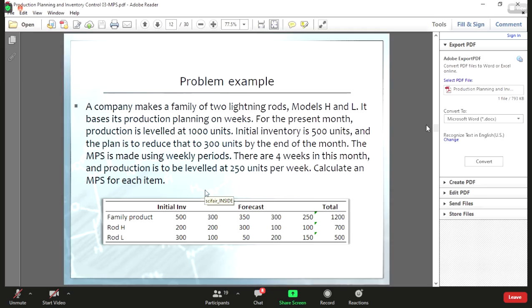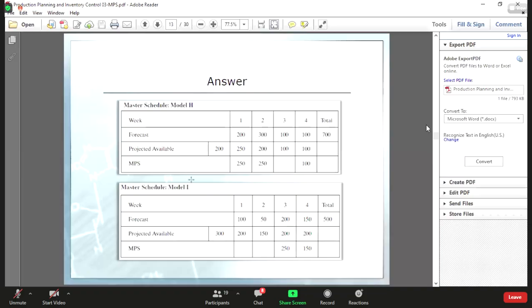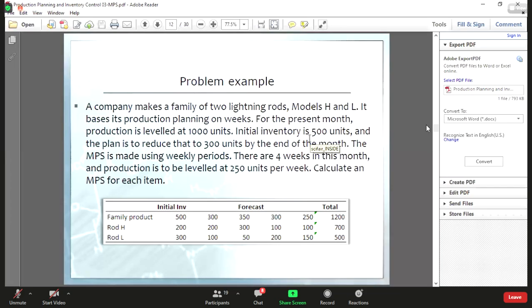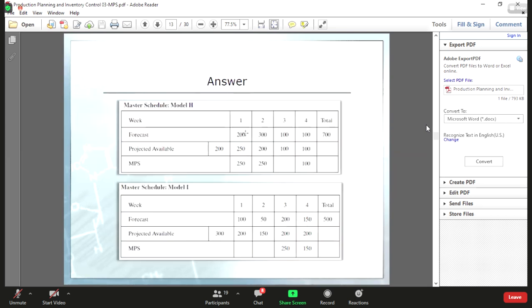How to start? Okay. We start from product H. The initial inventory is 200, so we record here 200. The forecast, just copy and paste from the previous row: 200, 300, 100, and 100. We check 200, 300, 100, 100. Yes. After that, we need to decide the MPS. Previously, this row is still blank, still empty. So here we need to decide the MPS.